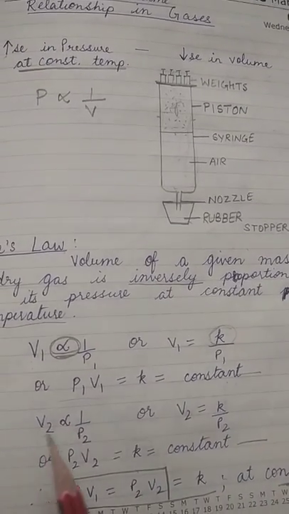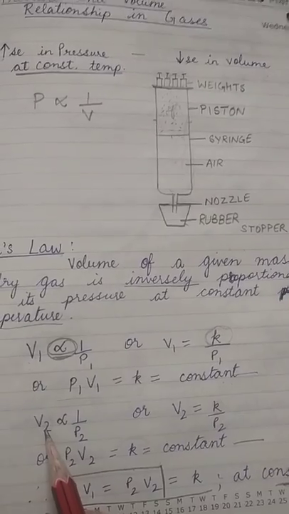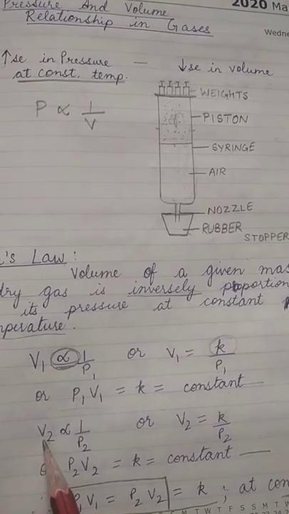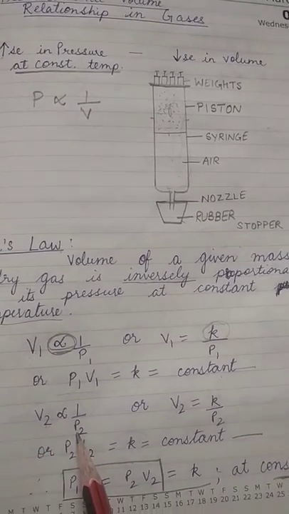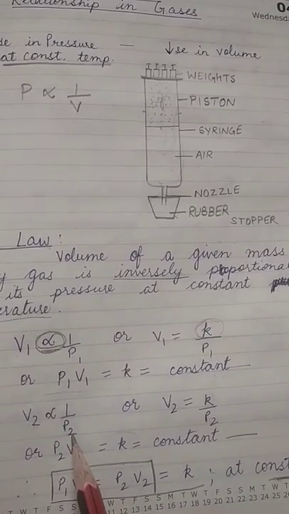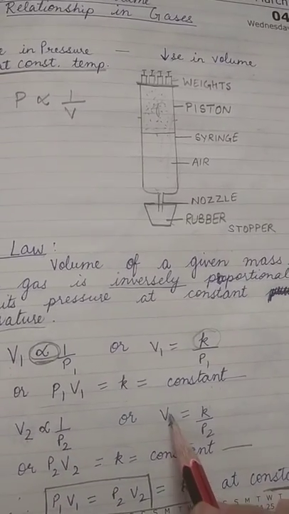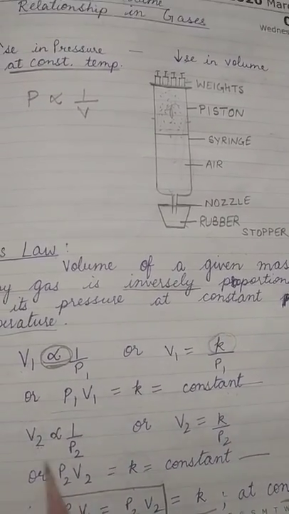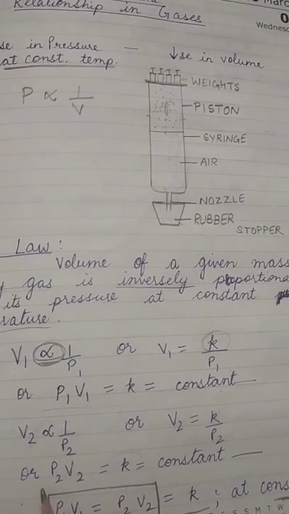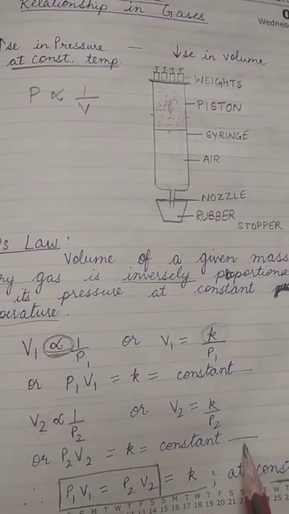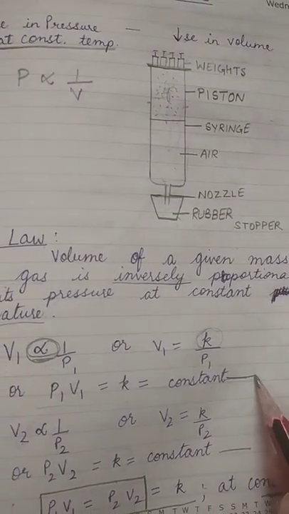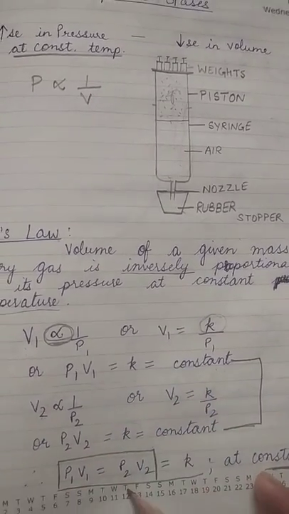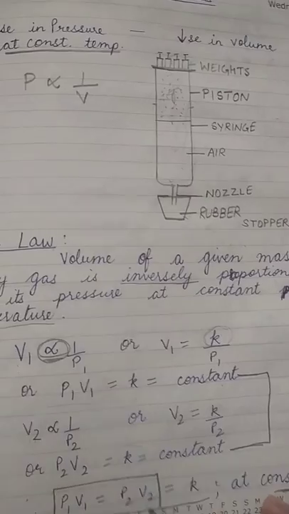Now if the final volume of the same gas of a given mass becomes V2 and pressure becomes P2, then V2 is again inversely proportional to P2, or we can write V2 is equal to K upon P2, removing the proportionality sign. So we can write P2 V2 is equal to K, which is again a constant. Combining these two equations, because both are equal to K, we can write P1 V1 is equal to P2 V2, which is a constant.